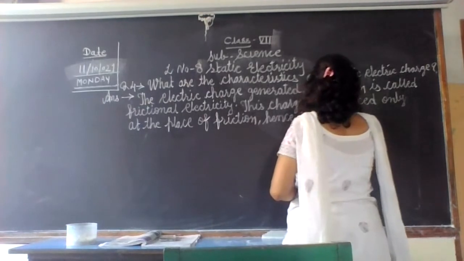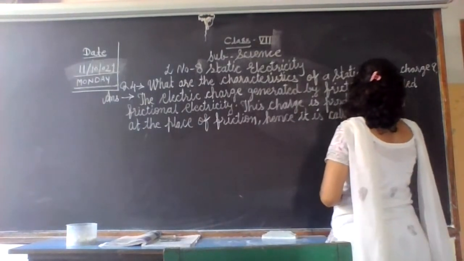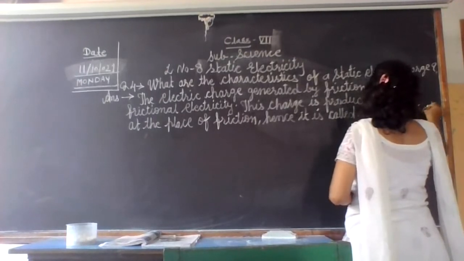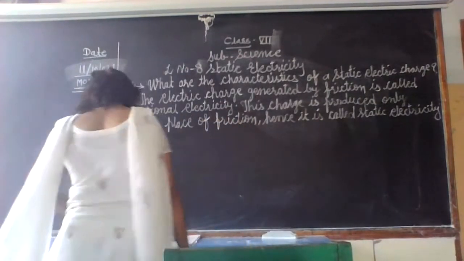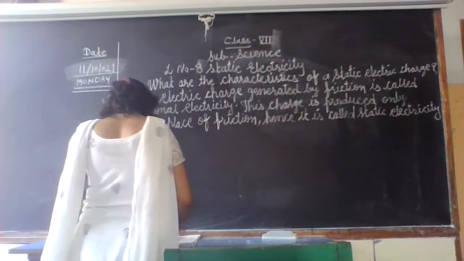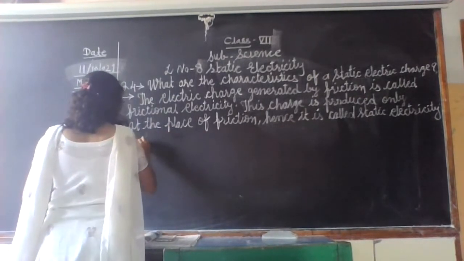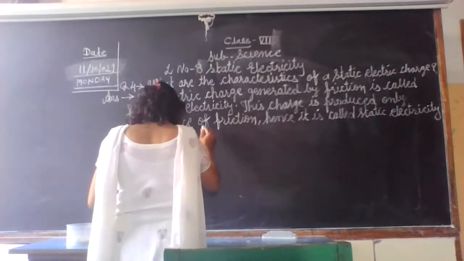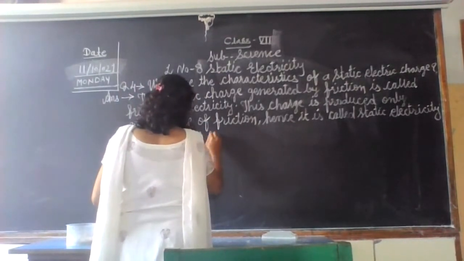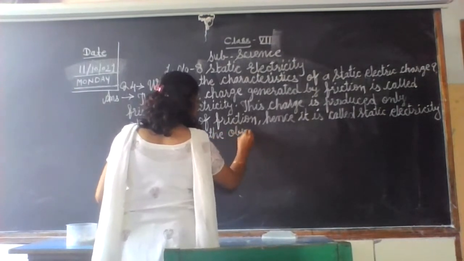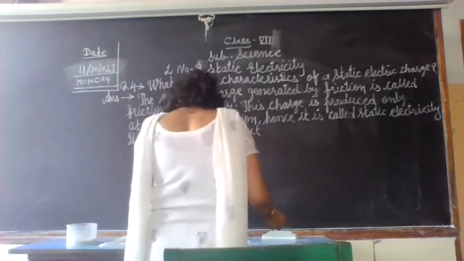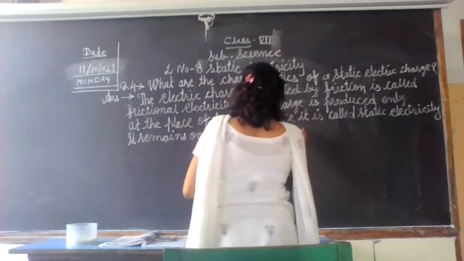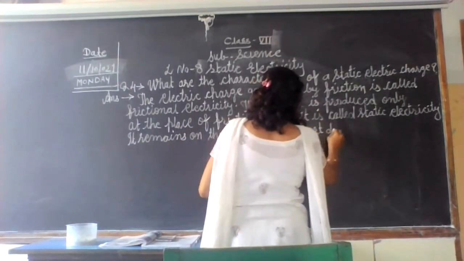It's called static electricity. Okay, then it remains on the object for a short duration. It remains on the object for a short duration.